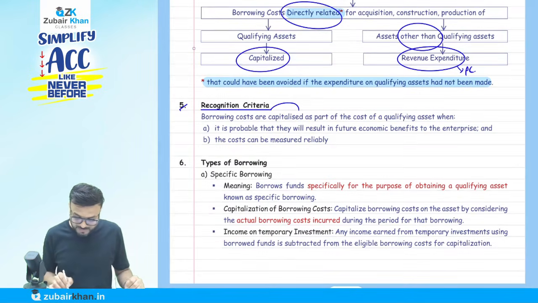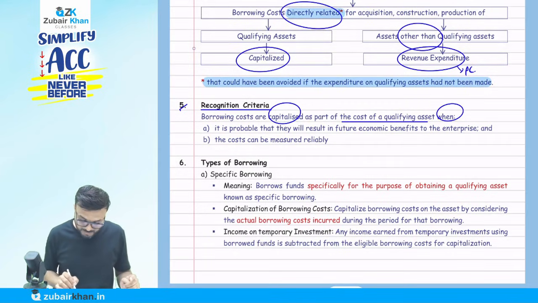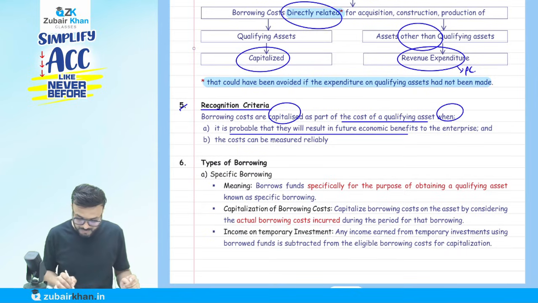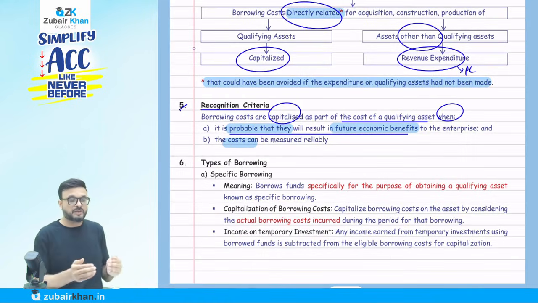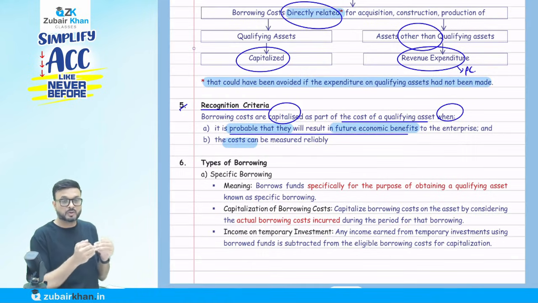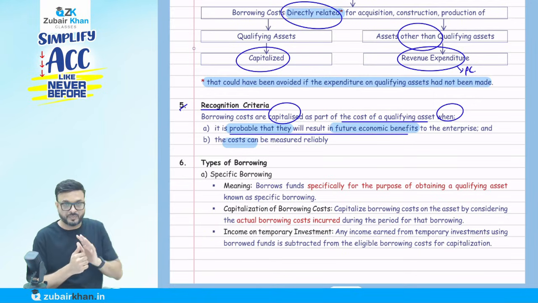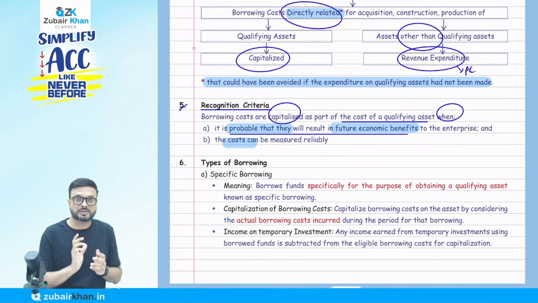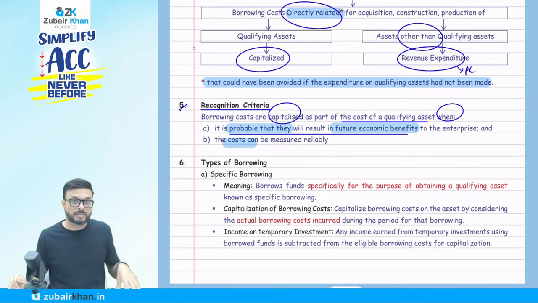Borrowing costs are capitalized as a part of the cost of a qualifying asset when it is probable that the future economic benefit will flow and the cost can be measured reliably. Obviously, we can add that borrowing cost to the cost of the PPE only when we expect future benefit from that asset, and you know the cost. Obviously, to record it, we should know the cost. These two conditions are very common: probable future economic benefit, and cost can be measured reliably.